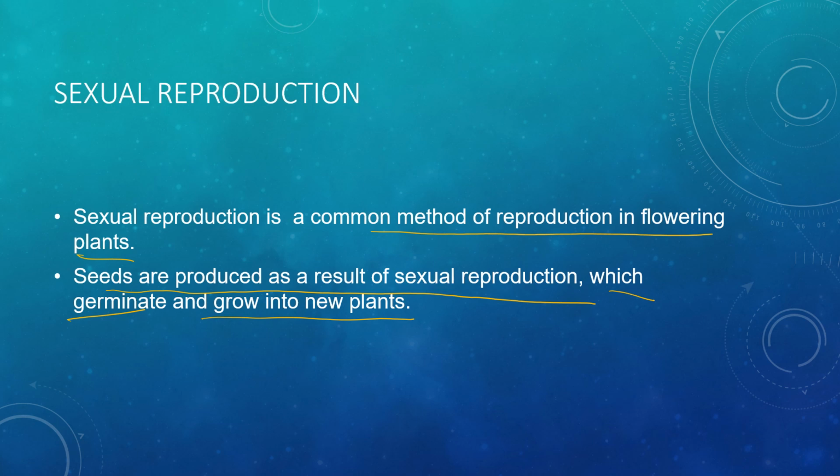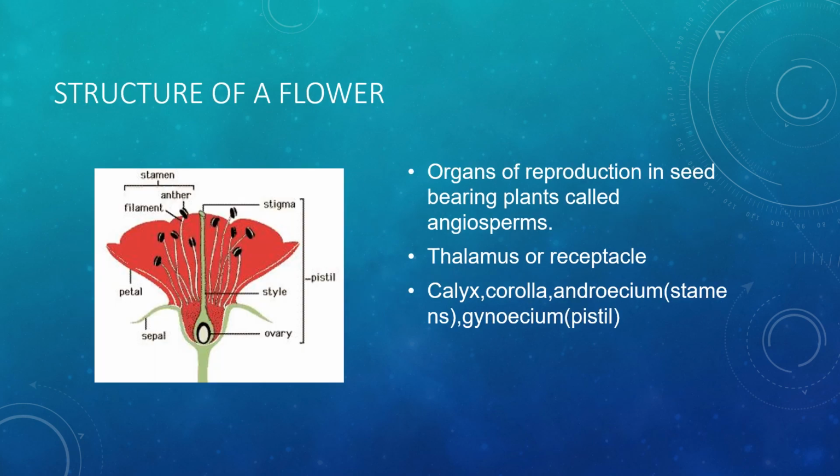So first let us discuss the structure of a flower. Here we can see the flower. This is a typical complete flower I have taken. Generally, what are flowers? Flowers are the organs of reproduction in seed bearing plants, and these seed bearing plants are called angiosperms. The plants which do not bear seeds are called gymnosperms, and the plants which bear seeds are called angiosperms.